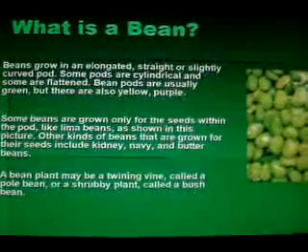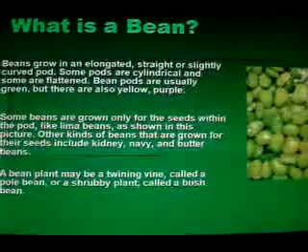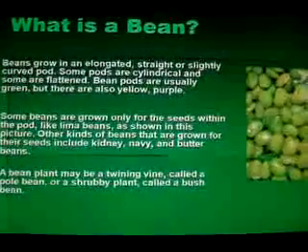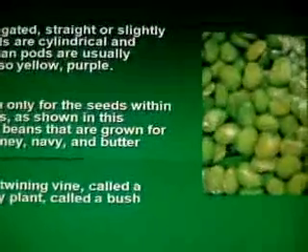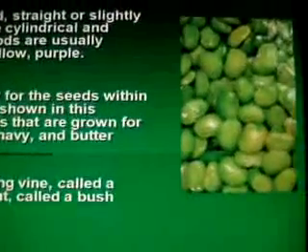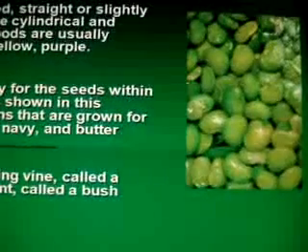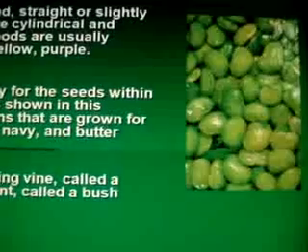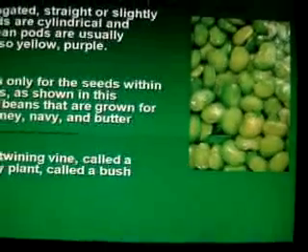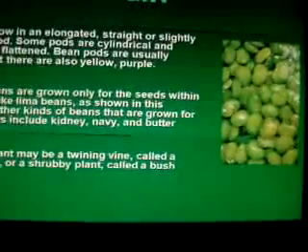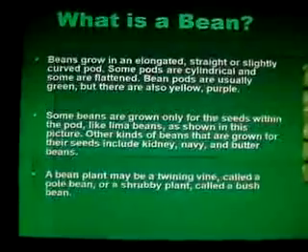Some beans only grow for the seeds within the pod. Lima beans, as shown in the picture, or kidney beans, which are in front of you, come just so that they can be eaten. But all other kinds of beans that are grown for just their seeds include navy and butter beans. A bean plant may be a twining vine called a pole bean, or a shrubby plant called a bush bean.